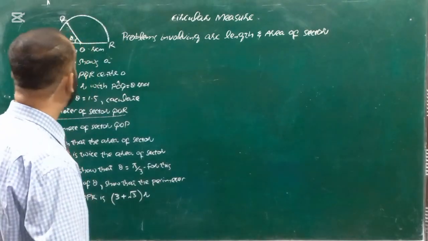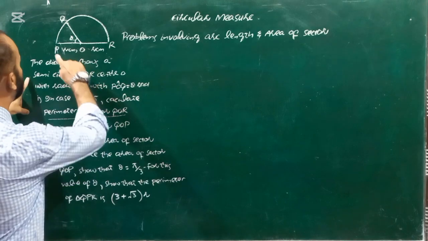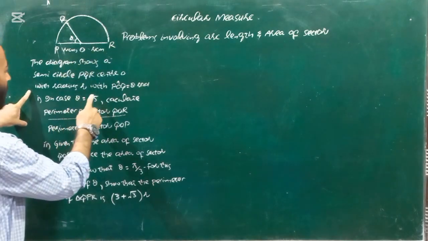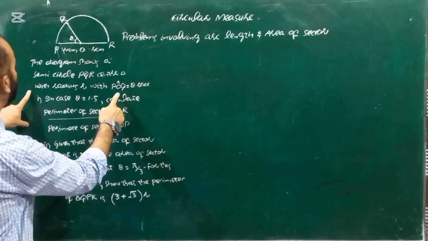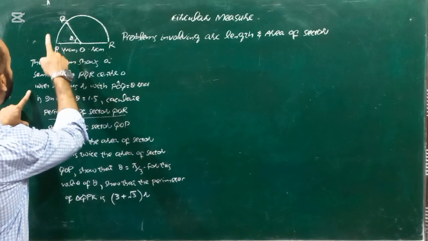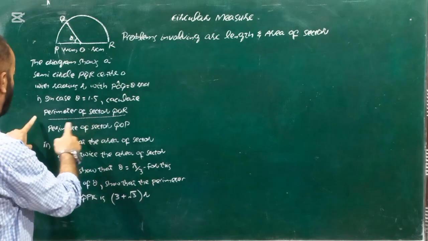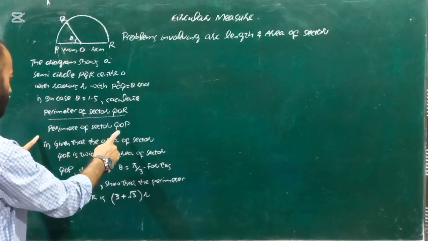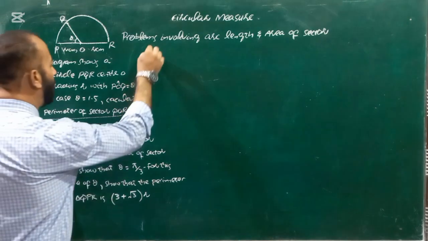Here is another question. The diagram shows a semicircle PQR, center O, with radius R, and POQ theta radian. In case theta is equal to 1.5, calculate the perimeter of sector QOR over perimeter of sector QOP.